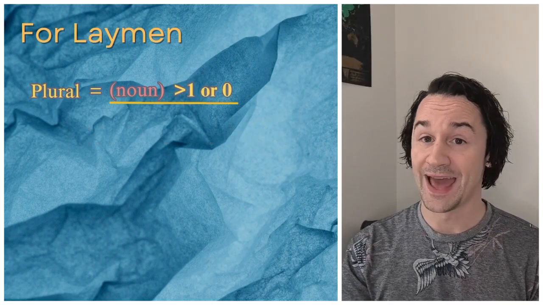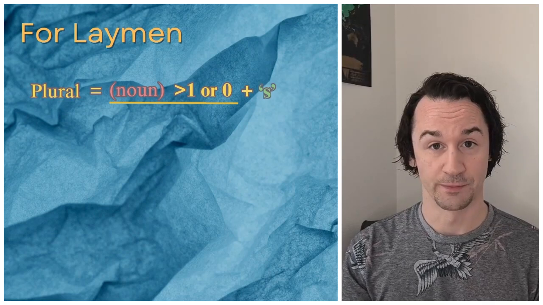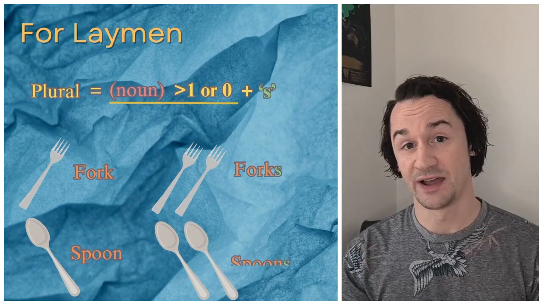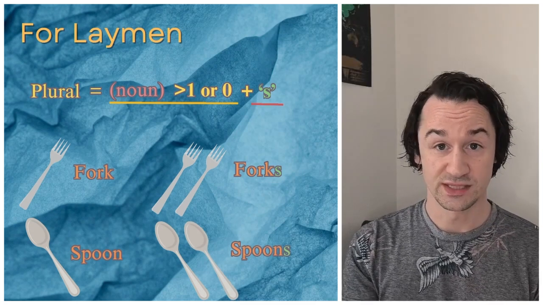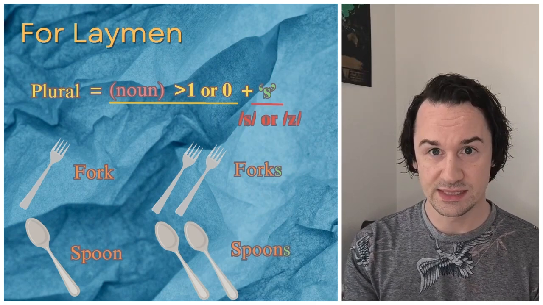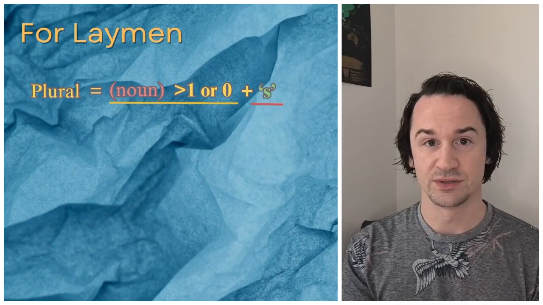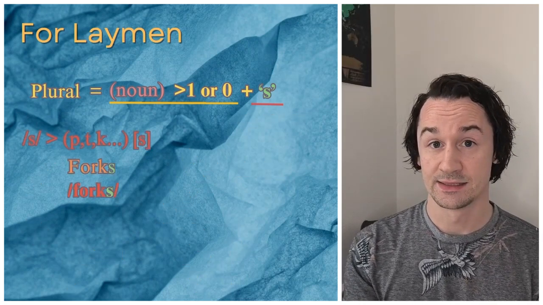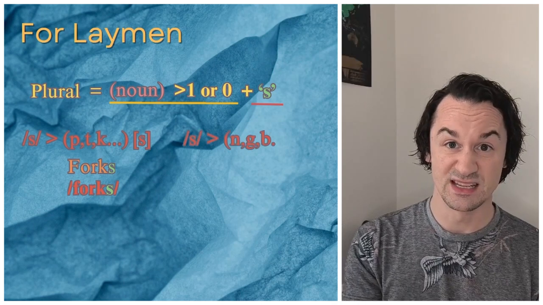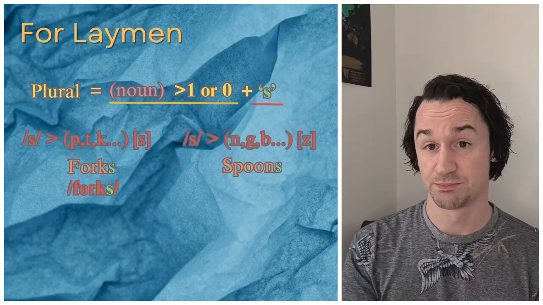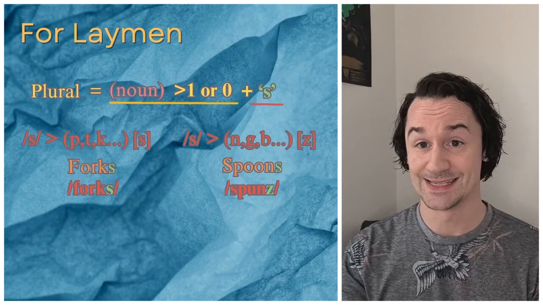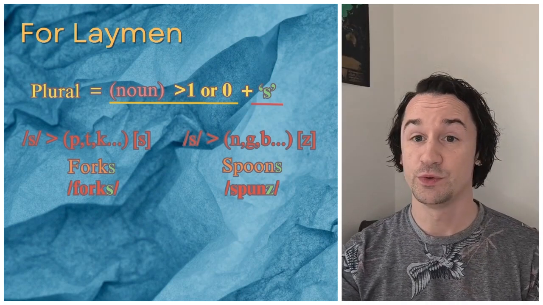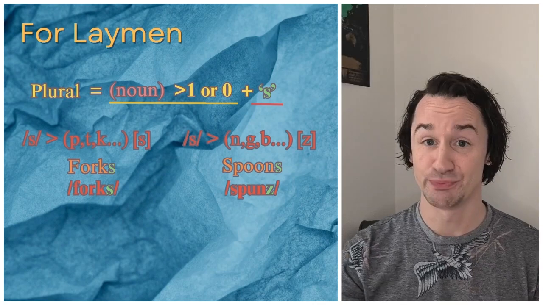And we form the plural by adding s to the end of a word. Fork becomes forks, and spoon becomes spoons, but the pronunciation differs depending on the final sound of the singular noun. Forks ends in an S sound, while spoons ends in a Z. If the noun's final sound is unvoiced, p, k, the plural is pronounced as an S. If the noun's final sound is voiced, n, g, b, it's pronounced in the plural as a Z. One fork, k, k, two forks. One spoon, n, n. Two spoons.